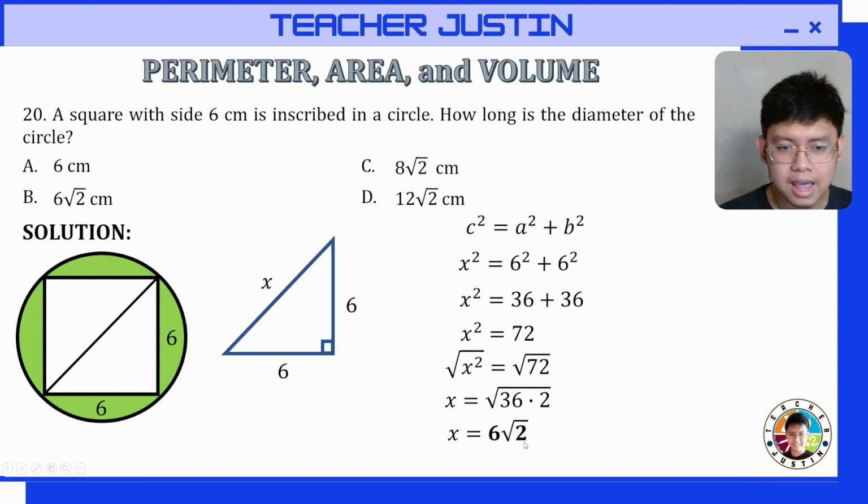So the value of x, which is the hypotenuse of this right triangle, the diagonal of our square, and the diameter of our circle will be equal to 6 square root of 2. So to answer this item, the diameter will have a measurement of 6 square root of 2 centimeters. And that's it. Ta-da! Alright.